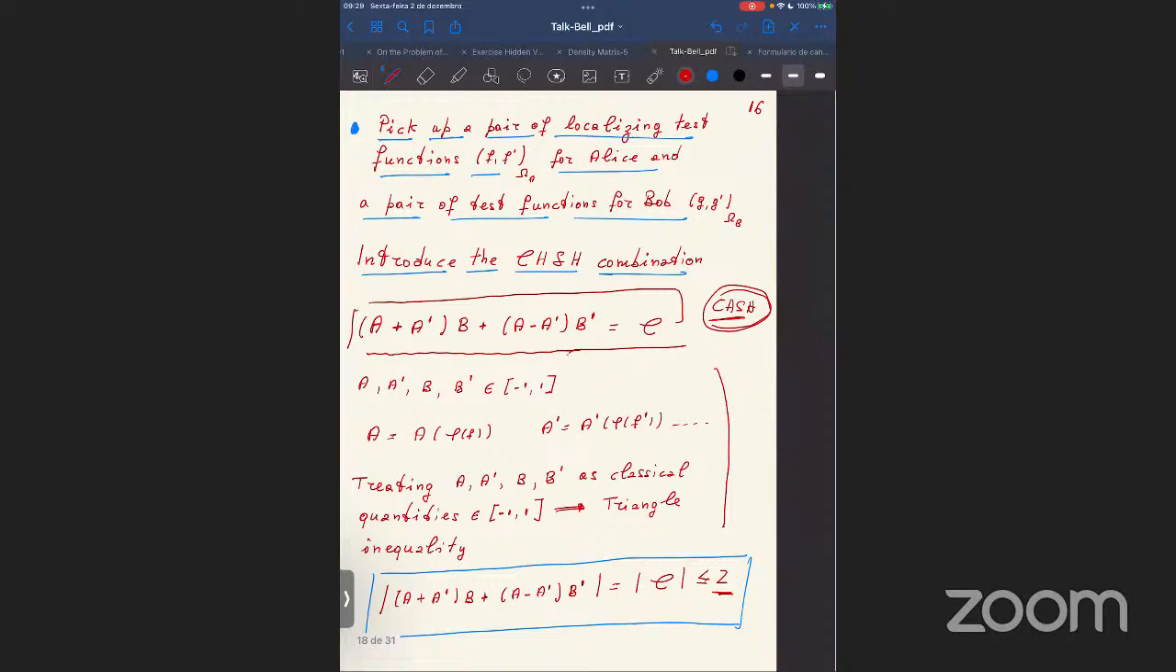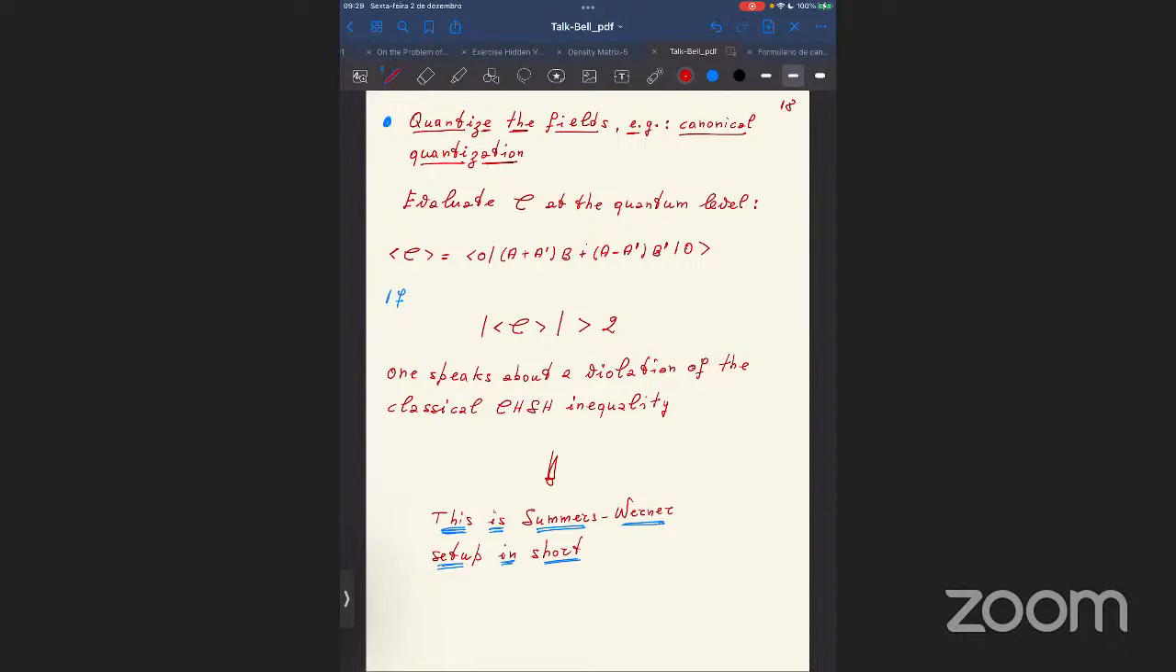Now you compute the same quantity at the quantum level. For example, you compute this particular combination in the vacuum of the theory, which can be the Fock vacuum, for example, in the free theory. And if this quantity is greater than two, then we speak about a violation of the CHSH inequality in quantum field theory. So essentially, this is the setup worked out by Summers and Werner, in short.